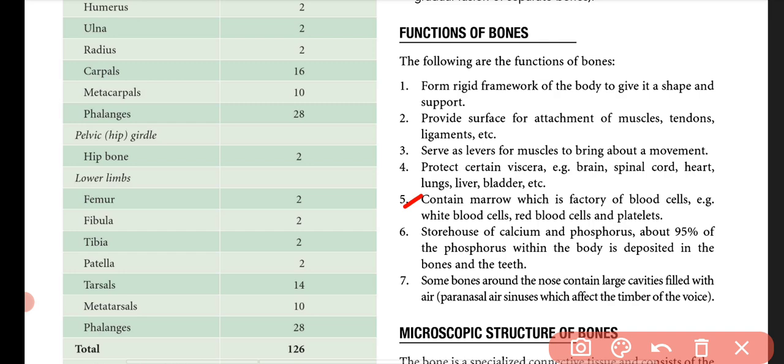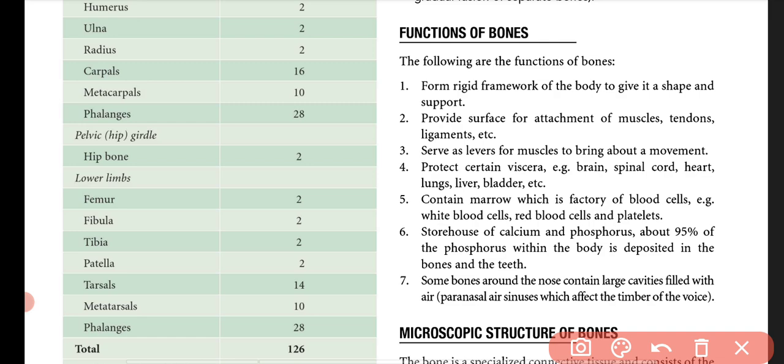Next, it contains marrow, which is the factory of blood cells. The bones contain the marrow, which is the factory of blood cells: white blood cells, red blood cells, and platelets. Next, it is the storehouse of calcium, the inorganic part, calcium and phosphorus. About 95% of the phosphorus within the body is deposited in the bones and teeth.